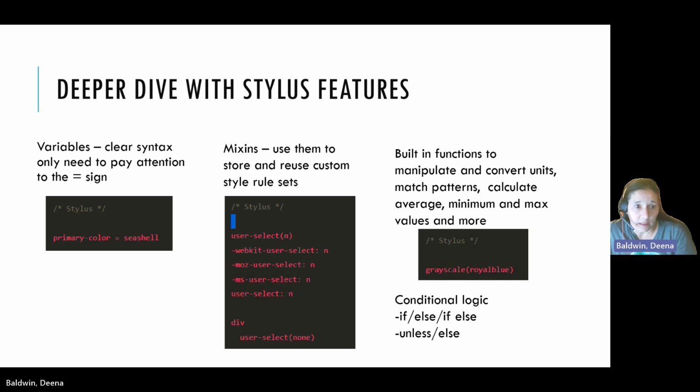So variables is pretty clear syntax. The only thing you need to pay attention to is that equal sign. As you can see in this example, there is no punctuation whatsoever. We've just said the primary color is equal to seashell.